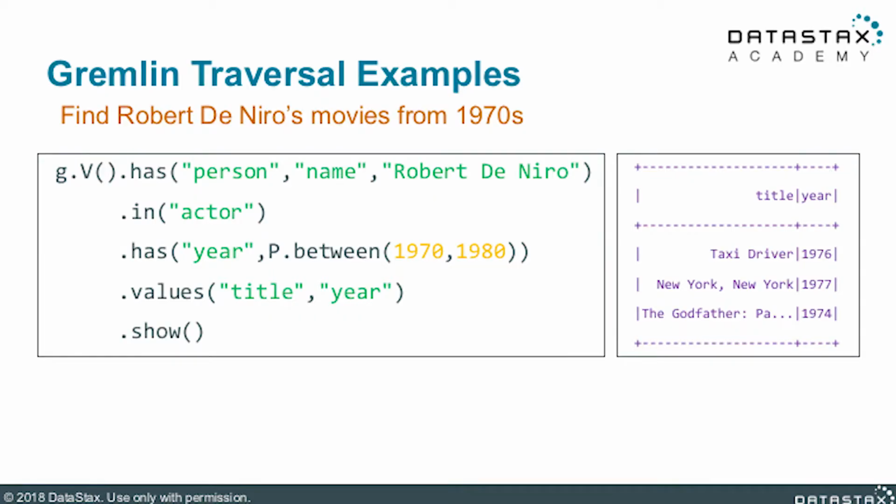This is a simple traversal that finds Robert De Niro's movies from 1970s. We start with the vertex with label person and name Robert De Niro, traverse all incoming actor edges, and get to the movie vertices. We then verify that the year property is greater than or equal to 1970 and less than 1980. We get the title and year values of such movies and output them using DataFrame's show method. The result contains 3 fine movies.